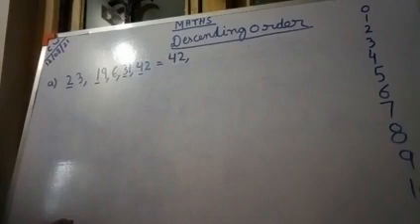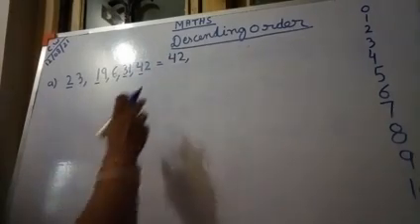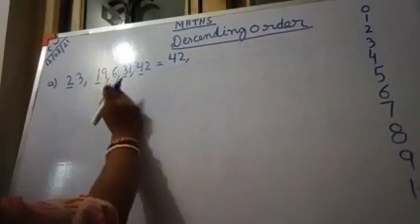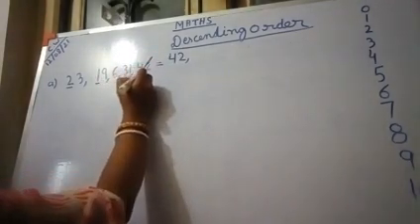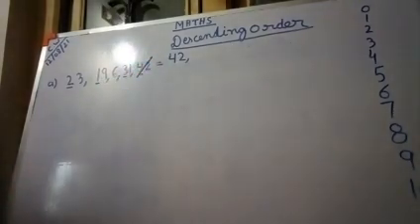Then after 42, we will cut this number. Always cut the number on this side, otherwise you will get confused about which number you have written and which number you have to write. Sometimes people write double numbers.